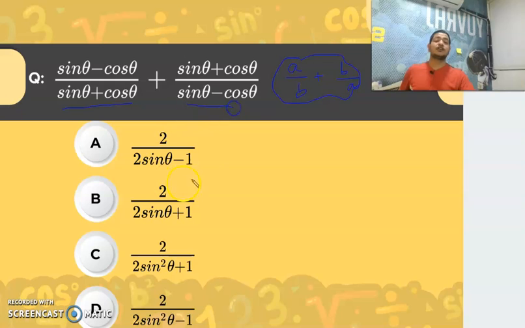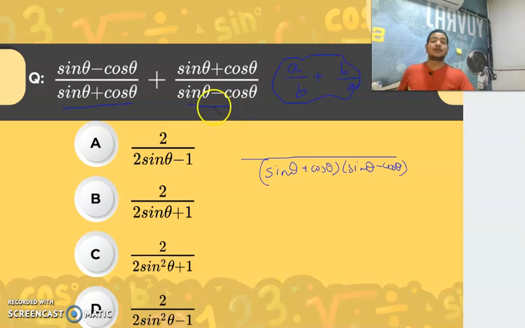Since this is given, we can take the LCM. We are getting (sin θ + cos θ) into (sin θ − cos θ) in the denominator, and (sin θ − cos θ) will get multiplied with this one. We are getting (sin θ − cos θ) whole square plus (sin θ + cos θ) whole square. This one is given.